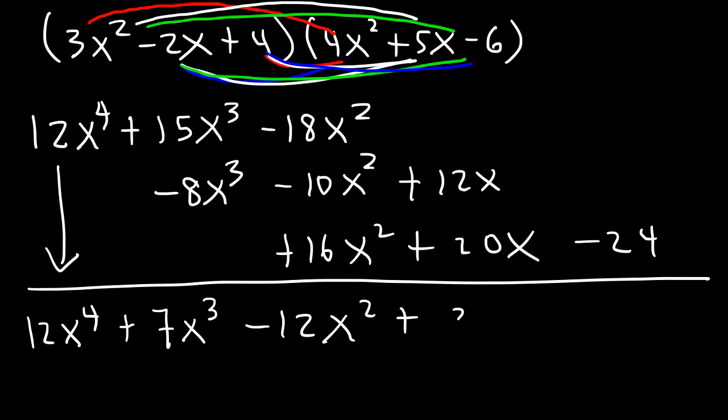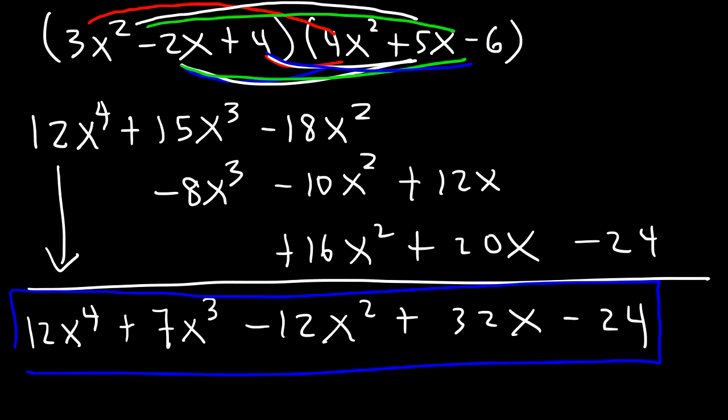And negative 18 plus 6, that's going to be negative 12. Twelve plus 20 is 32. And so this is the answer: 12x to the fourth plus 7x cubed minus 12x squared plus 32x minus 24.